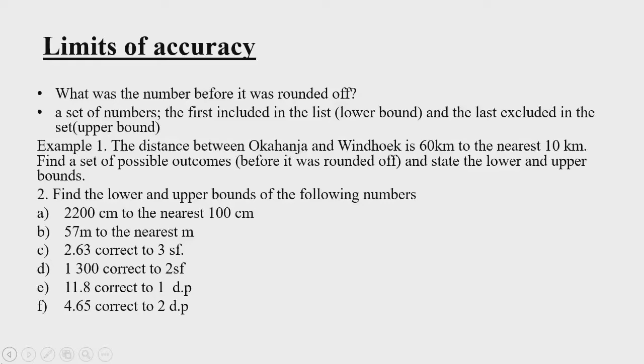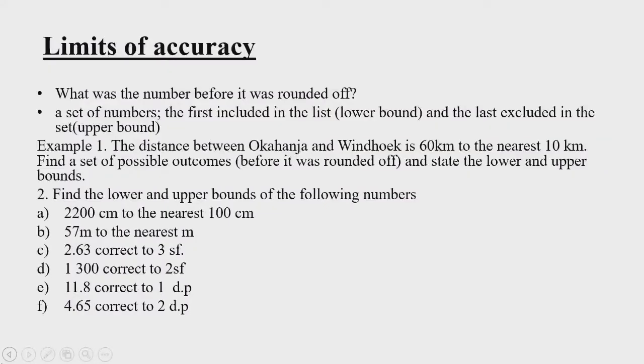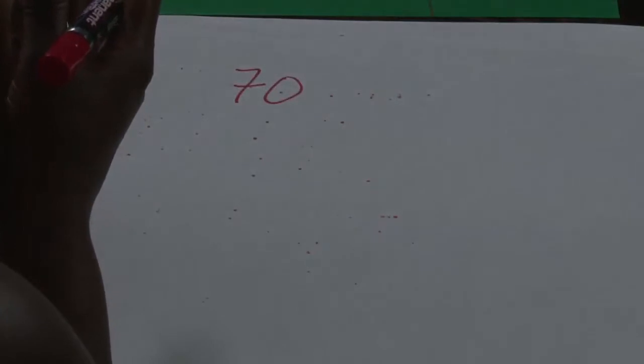Okay. The next thing that I want us to look at is limits of accuracy. I put this one here because most of the students don't know how to work with these limits of accuracy. We are talking about upper and lower bounds. Limits of accuracy has to do with what the number was before it was rounded off. If I have a number like 70, it might be 70 on its own, but it might also be that this number was another number, maybe a rounded off number. Now you have to look at which numbers can round to 60, or to 70, for example. Let's look at it in the example that will come up.